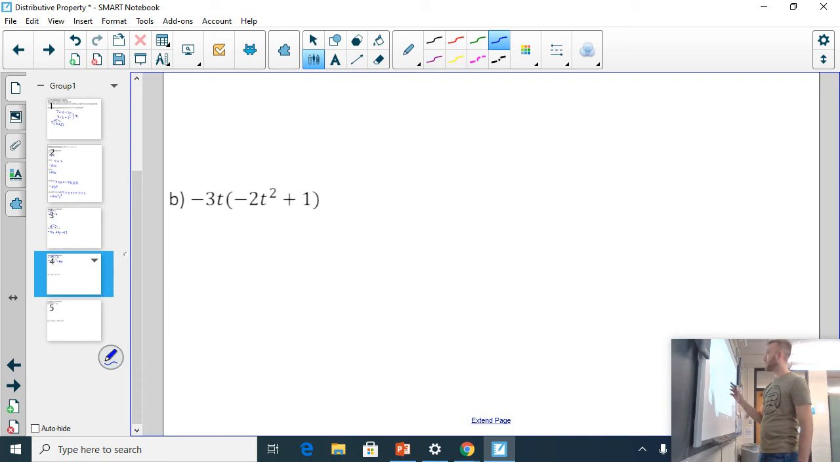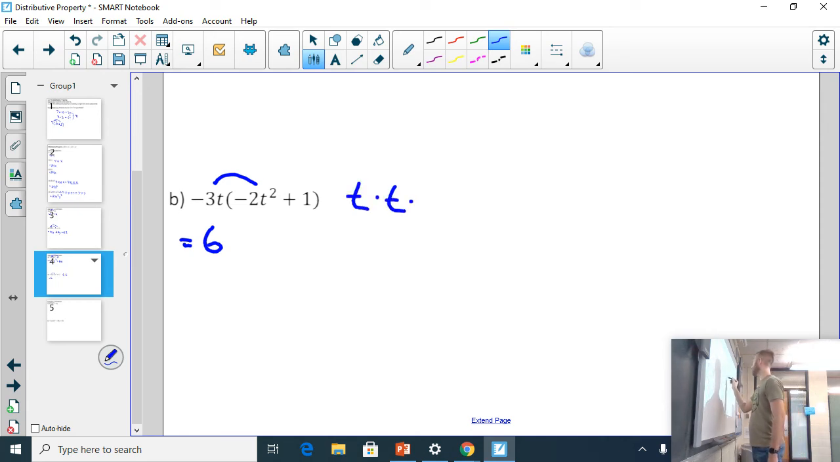This one, kind of same idea. We have negative 3t times negative 2t squared. Well, first thing, a negative times a negative is a positive. And then we can do 3 times 2, which is 6. And then we can do t times t squared, which again, that'll be t times, and then t squared is 2 of the t's, so we have t cubed. And then from there, we do negative 3t times positive 1, and that's just going to be minus 3t.